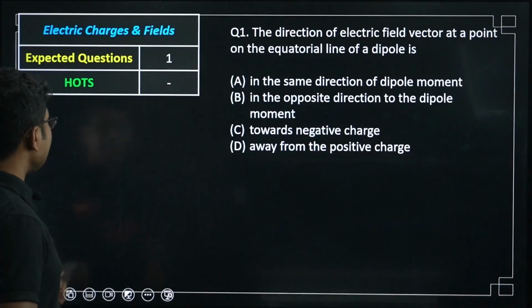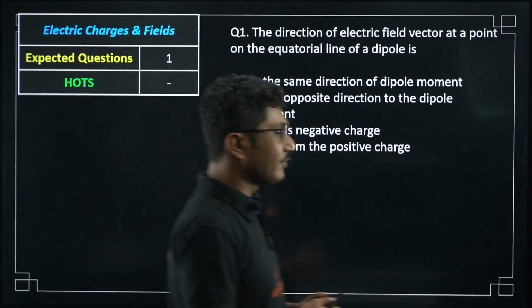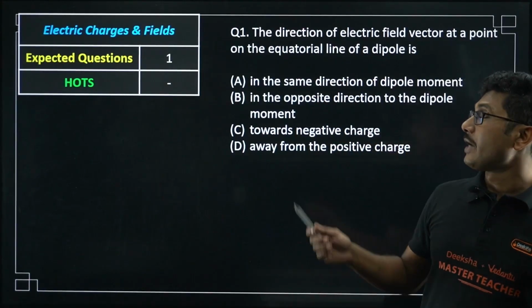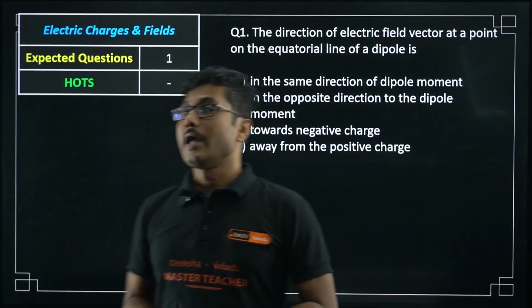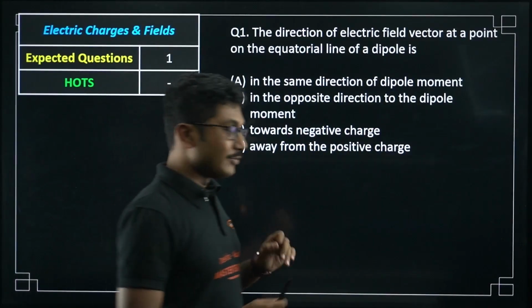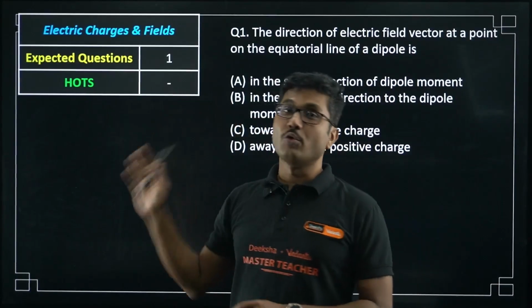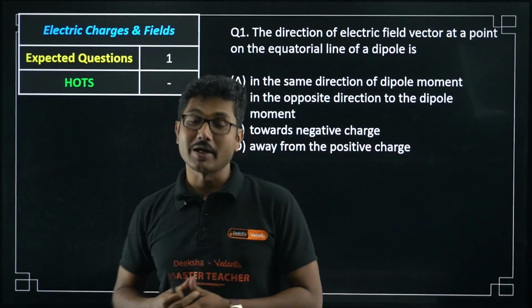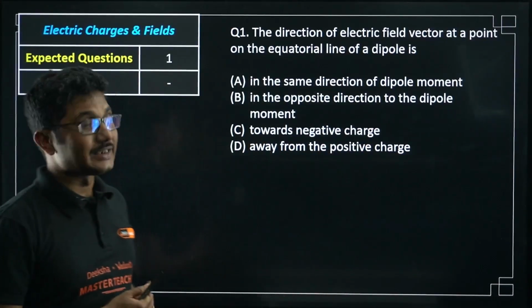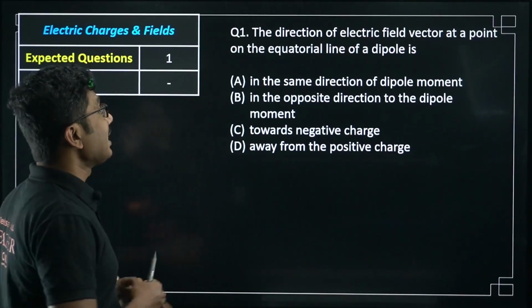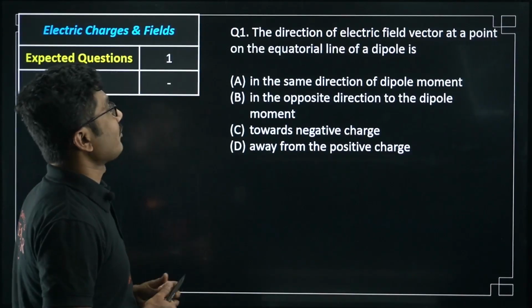First is obviously the first chapter, electric charges and fields, and in this chapter you can expect maximum one MCQ, not more than one MCQ from this chapter, and there is no HOTS question coming from this chapter. So obviously electric charges and fields is a very important chapter. So let's look into the questions from this chapter.